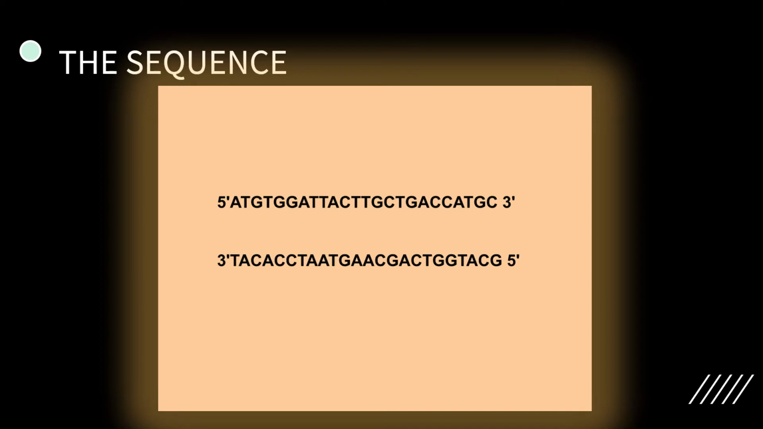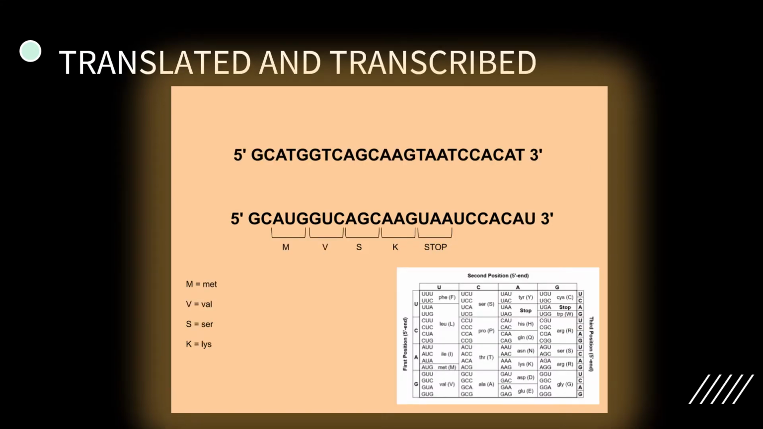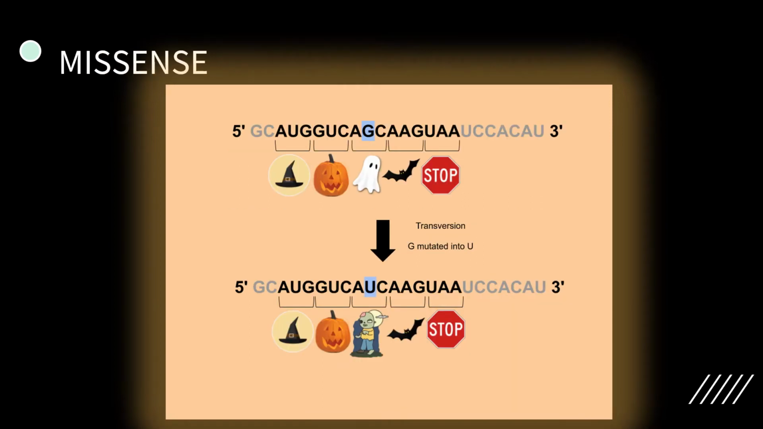Here is the DNA sequence we're going to be using today. Here is the sequence translated and transcribed. Each letter is a nucleotide, and a sequence of 3 letters is a codon that codes for an amino acid shown in the chart below. We start with a codon that codes for MET, and we end on a stop codon. Changing one of these letters, which is a nucleotide, can change or not change the amino acid you get.